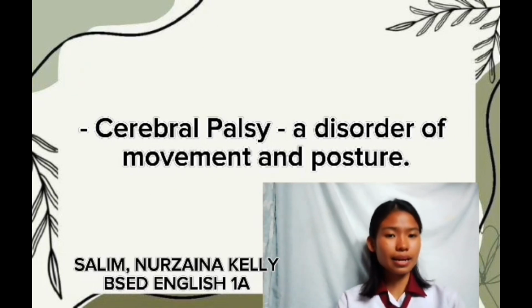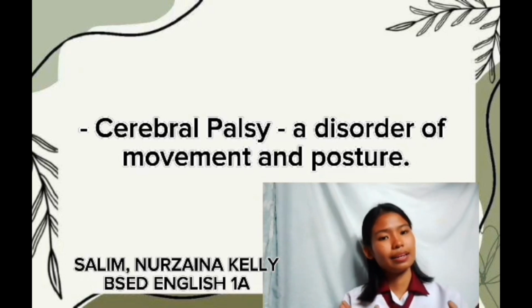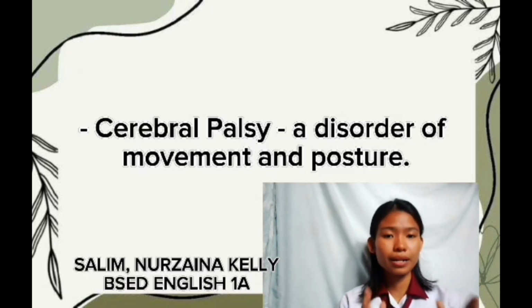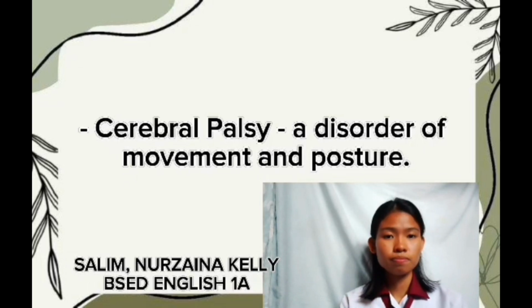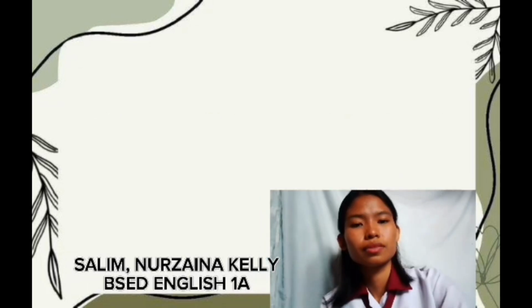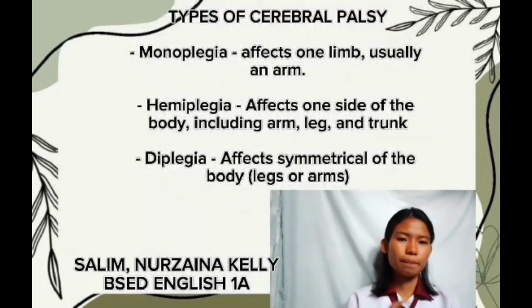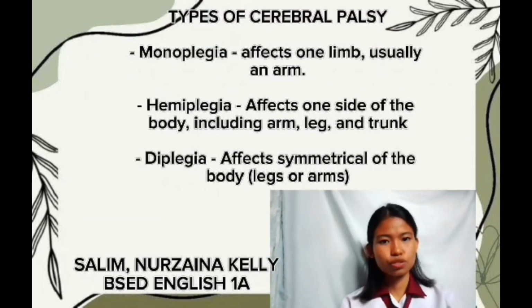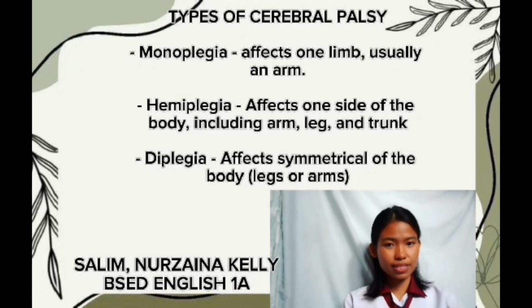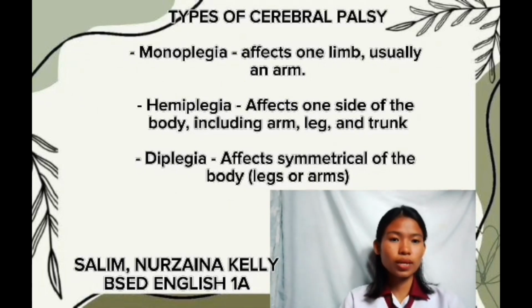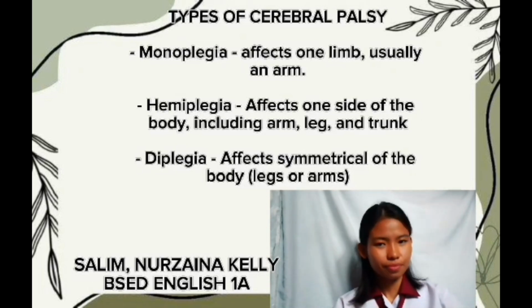So, involuntary convulsions and other motor disorders. An individual who has cerebral palsy may lose control over one's arms, legs, or speech. Now, let's move on to the types of cerebral palsy. First, we have monoplegia. This affects one limb, usually the arm.